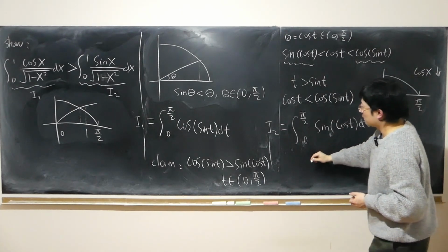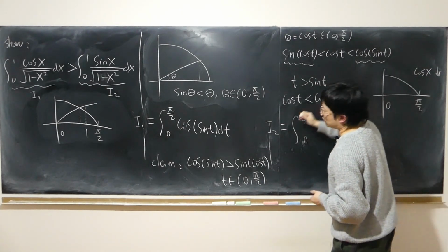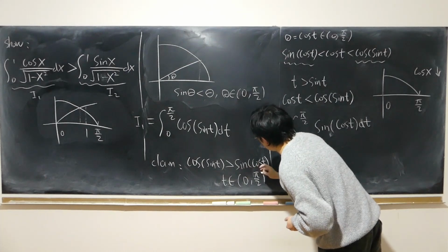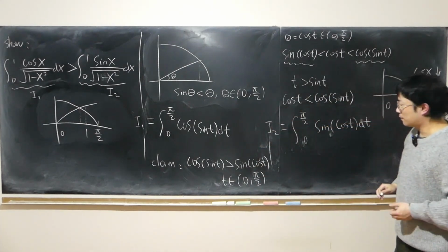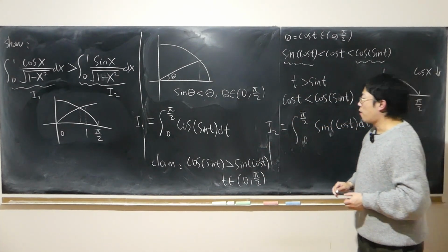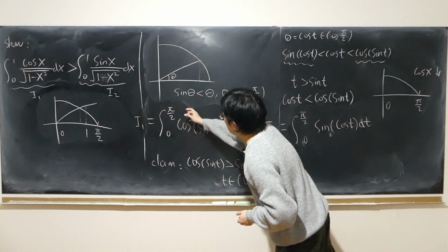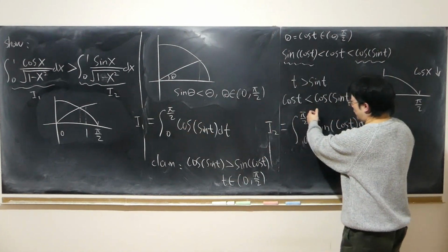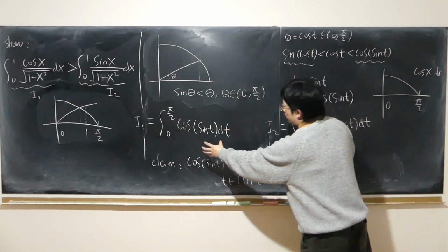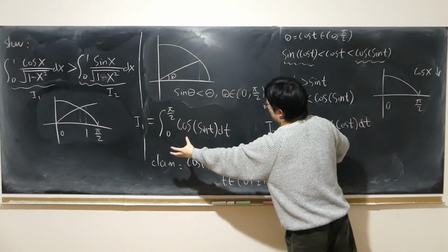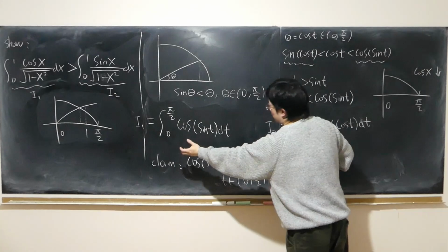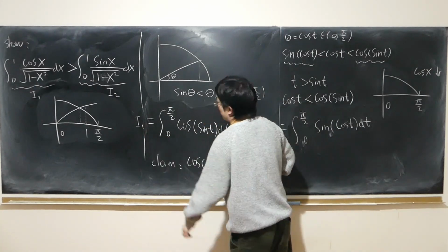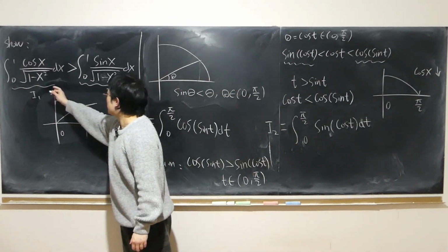Really, cosine sine t is bigger than sine cosine t. So, like I said, this time we have the same boundaries, a bigger integrand, and the same boundaries, so the integral is obviously bigger.